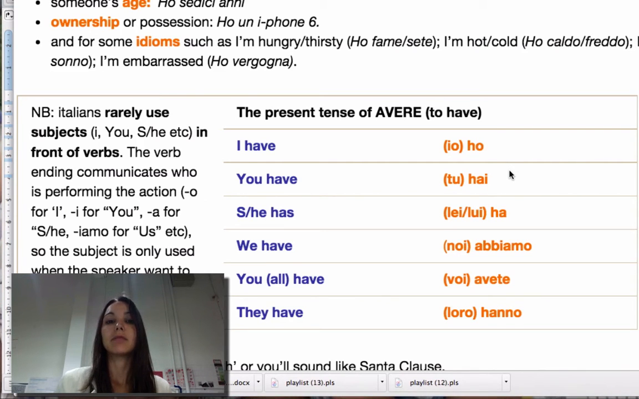Now, in all my examples, I used the verb for I, ho, but you can change all of that to the other verbs as well. So if you want to say that someone else is 16 years old, ha 16 anni. If you want to say that we all have an iPhone 6, then you're going to use abbiamo un iPhone 6, etc.